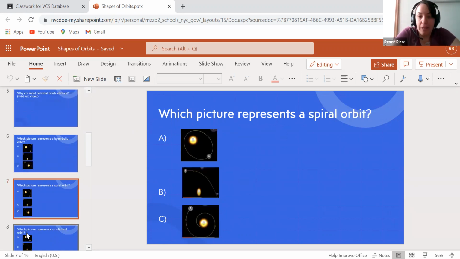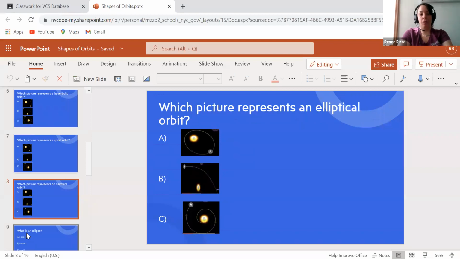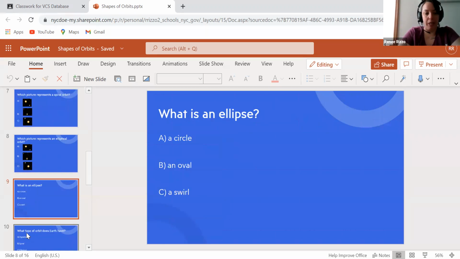Which picture represents a spiral orbit? Once again, screenshots from the video. The correct answer to this question being that C represents a spiral orbit. Which picture represents an elliptical orbit? So, same screenshots from the video, and the correct answer to this question being A represents an elliptical orbit.